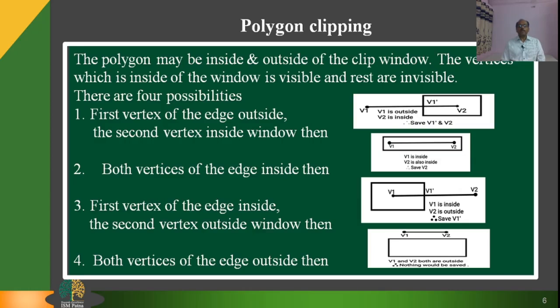Now, we do polygon clipping. The polygon may be inside or outside of the clip window, as it was in the case of lines. The vertices which are inside the window are visible and the rest are invisible. There may be any of the following four possibilities. The first one: the first vertex of the edge is outside and the second vertex falls inside the window. Second: both vertices of the edge are inside the window. Third: the first vertex of the edge is inside and the second vertex is outside the window. And the last one: both vertices of the edge are outside.